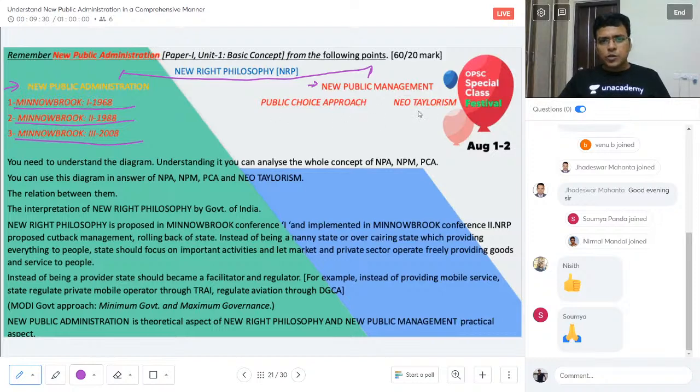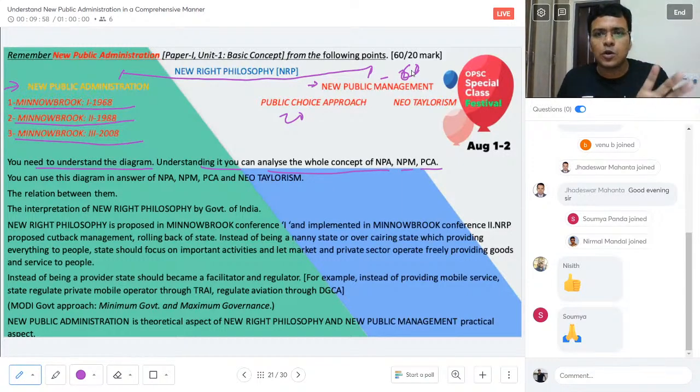And under new public management: public choice approach and neo-Taylorism. We will discuss later what neo-Taylorism and the public choice approach are. Just give this diagram. You need to understand it; with it you can analyze the whole concept of NPA, NPM and PCA. PCA is a 20-mark question, NPM is a 60-mark question. With this structure you can cover 60, 60 and 20: two long questions and one short question with one diagram. You can use this diagram while writing on new public administration, new public management, PCA and neo-Taylorism.